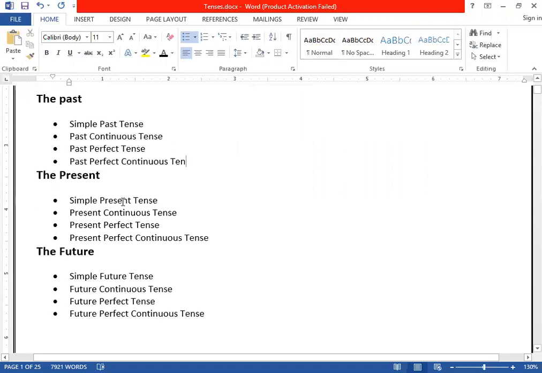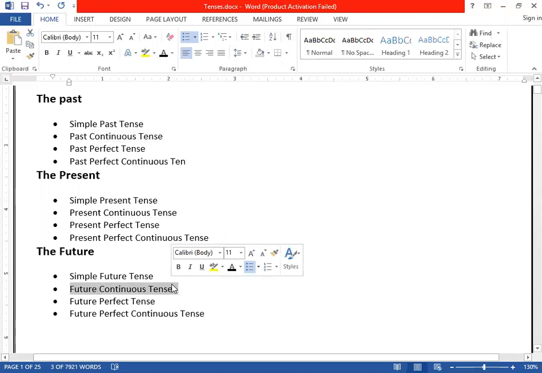In all families, whether present, past, or future, we have four categories. Clear? How many? Four. Number one, in present, we have simple present tense. Again, in past, we have simple past tense. In future, again, we have simple future. Then we have the second one, the continuous one: past continuous, present continuous, and future continuous.